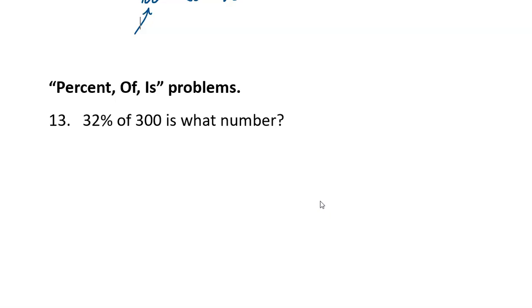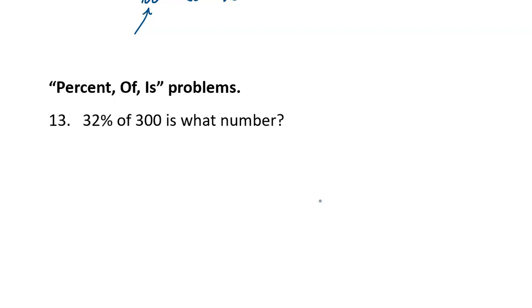The next group of problems are a type of question in mathematics where there's a percent mentioned, some number is associated with the word of, and another number is associated with the word is. All of these problems will have within them the words percent, of, and is.